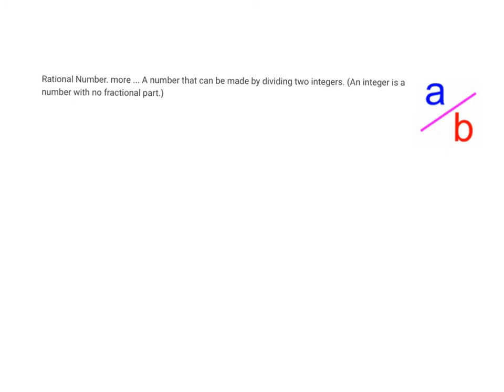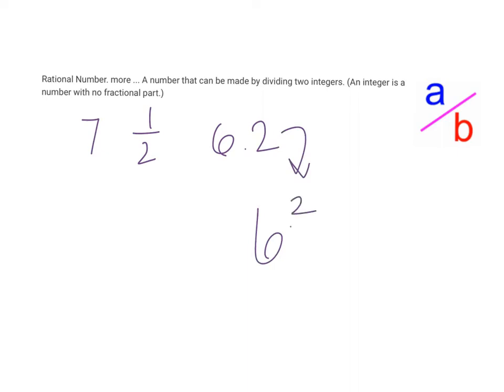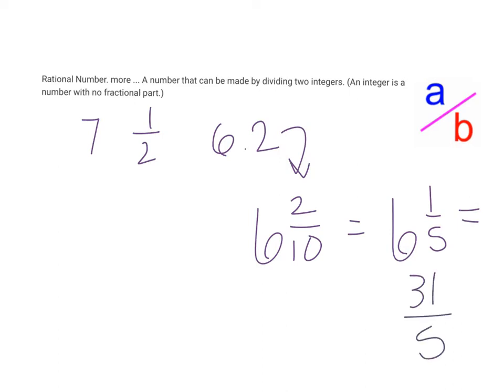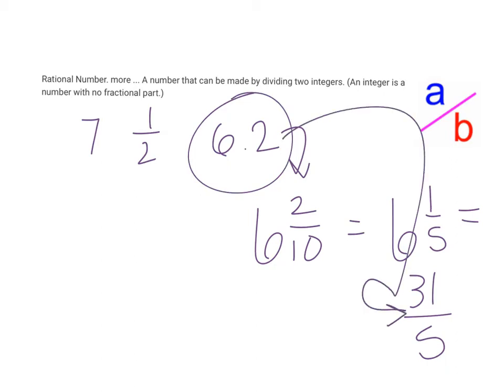By definition, a rational number is a number that can be made by dividing two integers. So for example, it can be written as a fraction. So some examples of rational numbers would be things like 7 or 1/2 or 6.2, because that would become 6 and 2/10, which would become 6 and 1/5, which would become 31/5. So you can see that while it's a decimal, it can be written as a ratio.